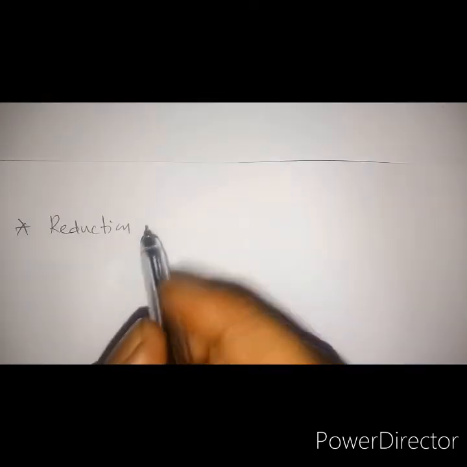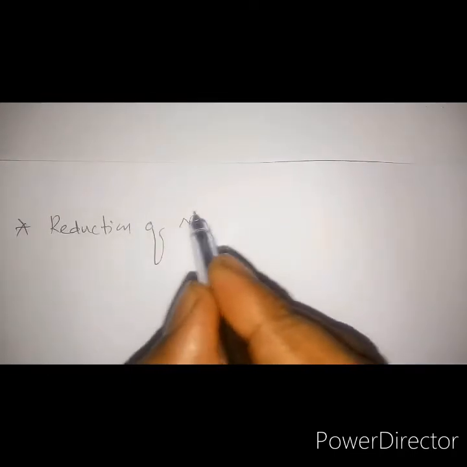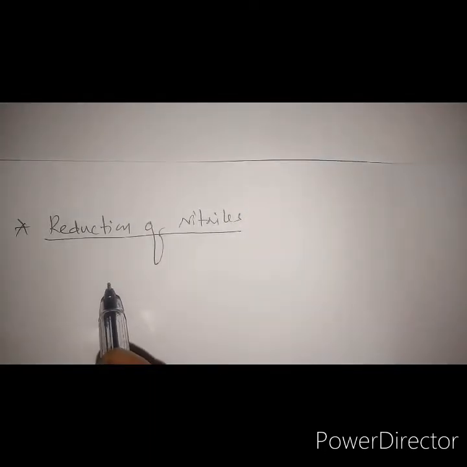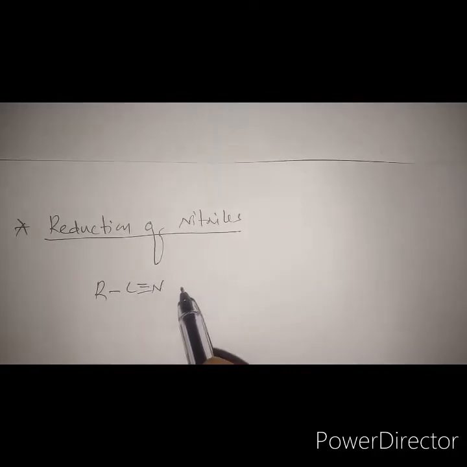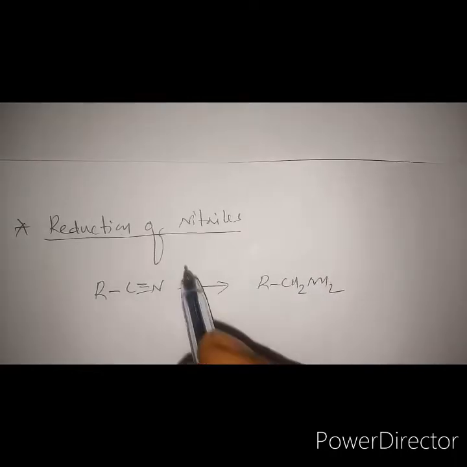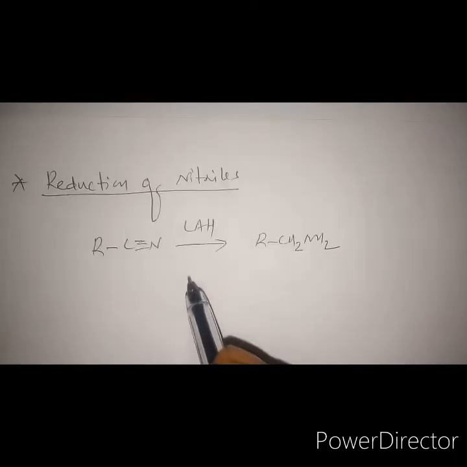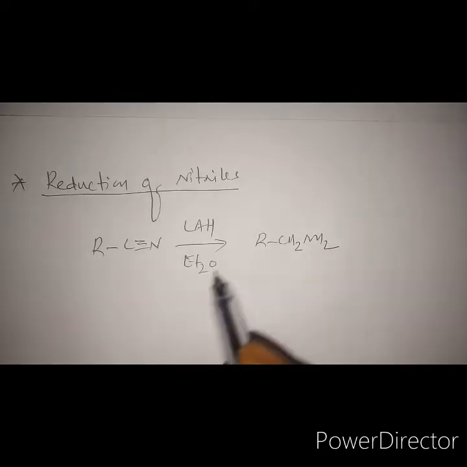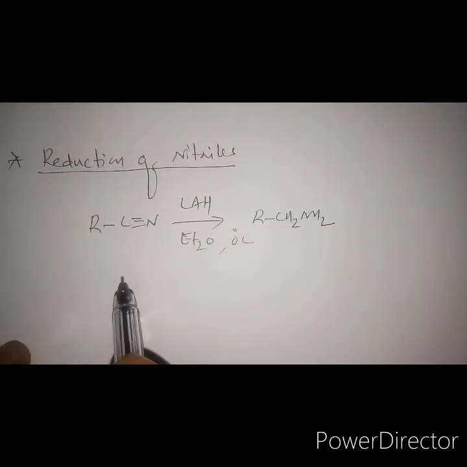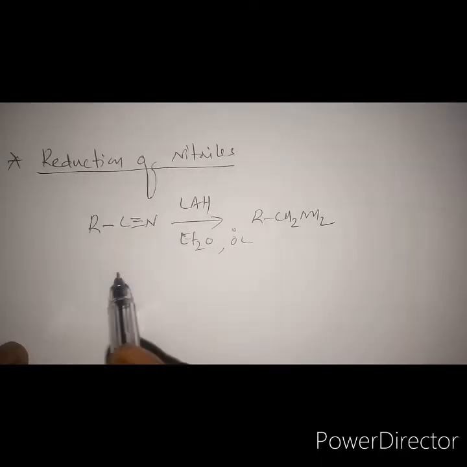So next, reduction of nitriles by using lithium aluminum hydride. Here R C triple bond N will be converted into RCH2NH2, a primary amine, with lithium aluminum hydride. The condition is the same, 0 degrees Celsius. So depending upon the nature of the molecules and reactivity, it will go.